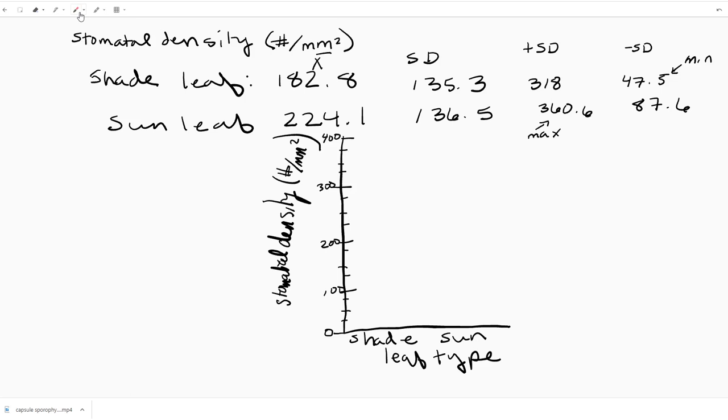Now I would like to go ahead and draw my bars for their means. So I'm going to do the shade leaf in a dark color here, and the shade leaf, its mean is at 182. So I'm going to draw my bar up to about 182. Okay, so there's my shade bar for my mean. Now let's do the sun. And for the sun, its mean is 224. So that's going to be about right here.